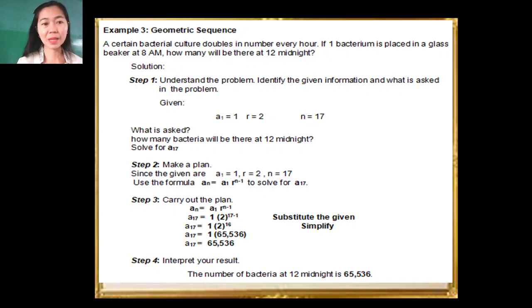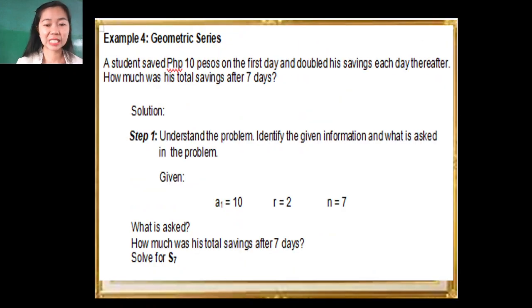Okay. What about an example of a geometric series? So for a geometric series, let us have this problem. A student saved 10 pesos on the first day and doubled his savings each day thereafter. How much was his total savings after 7 days? So, andyan na naman yung keyword na doubled, meaning nagmumultiply lang sa 2. So, common ratio na agad natin is 2, kaya siya ay geometric.